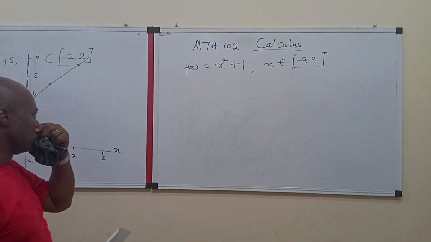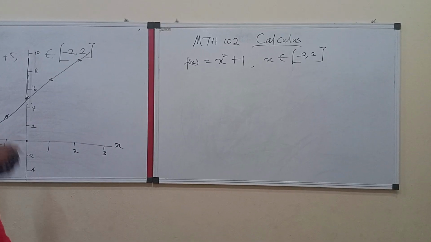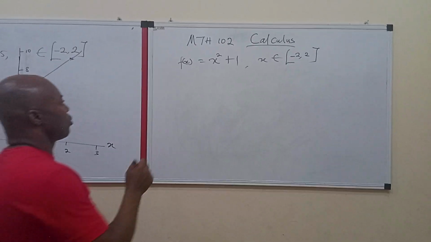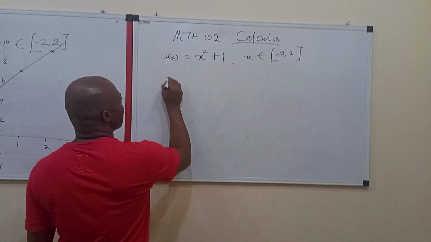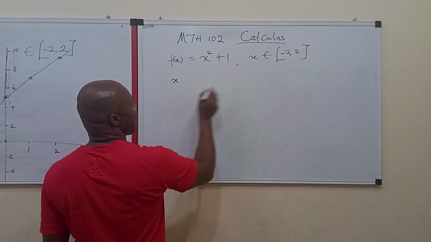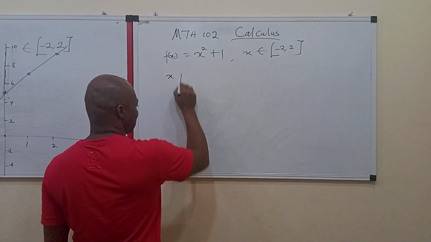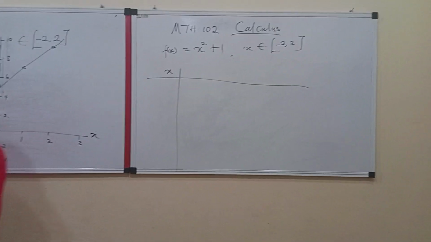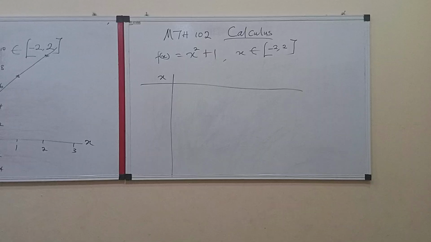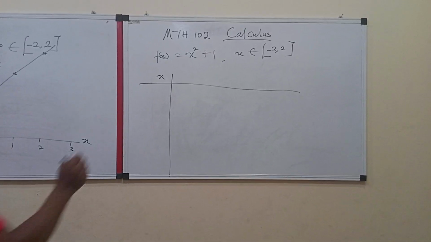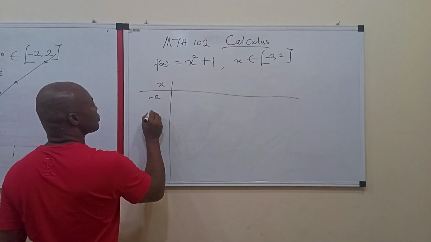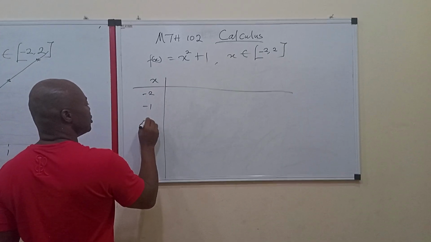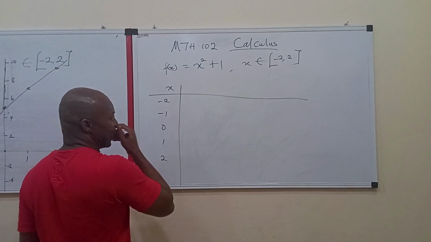Then let us try to solve what we did for the other one, where we drew the table. Now, as I have already done before, you know the x numbers we have, which they call the x values, are minus 2, minus 1, 0, 1, and 2. That is what we have.